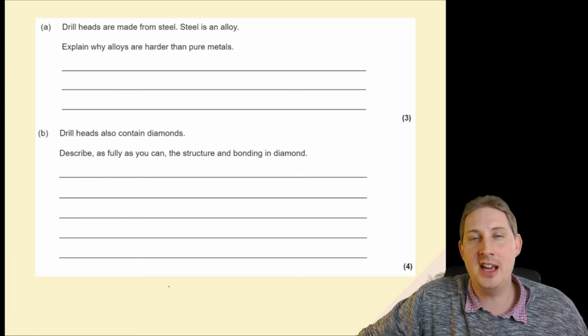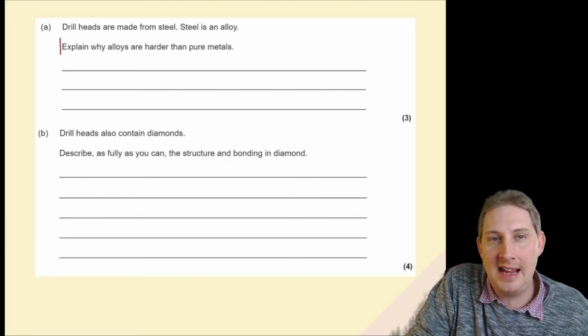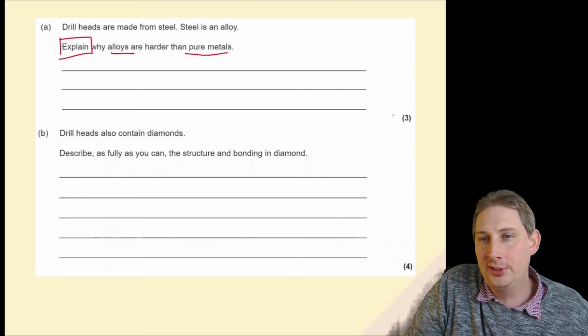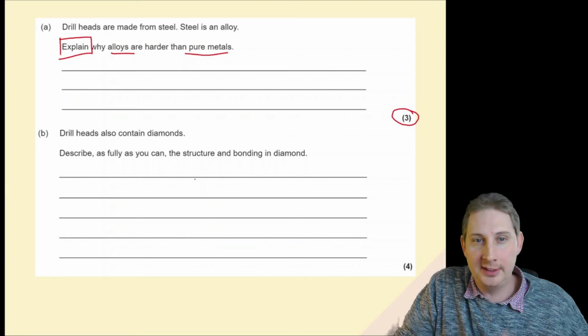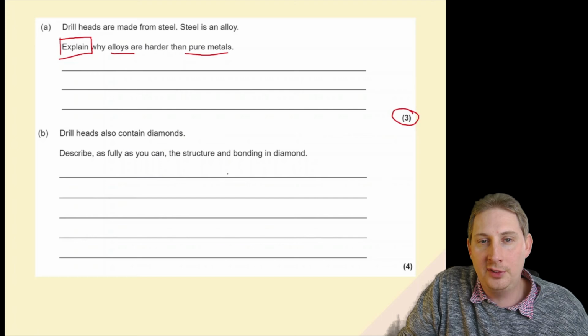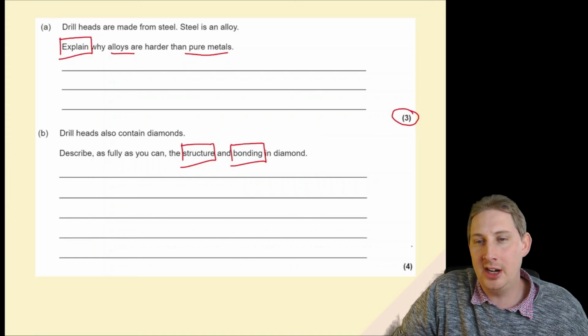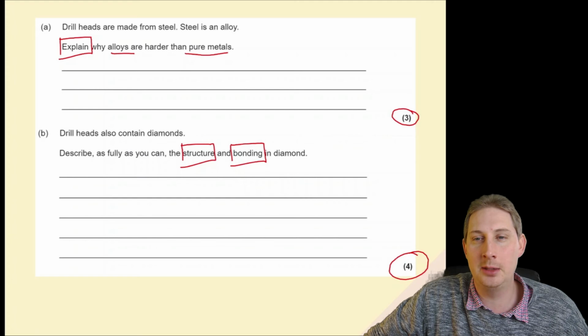Looking at the other types of bonding, drill heads are made from steel. Steel is an alloy. Explain why alloys are harder than pure metals. 3 marks, 3 minutes. Drill heads also contain diamonds. Describe as fully as you can the structure and the bonding. Seen that before already in diamond. 4 marks. So 7 marks available here.